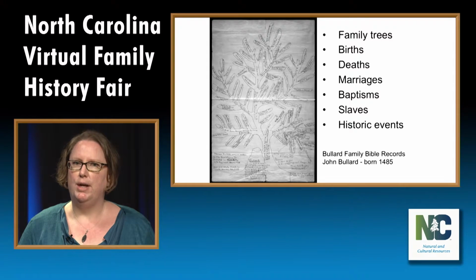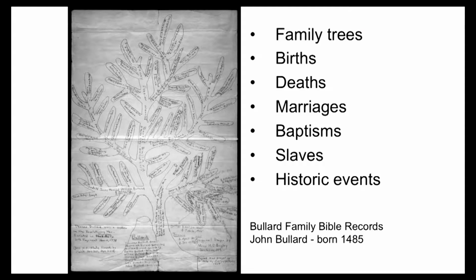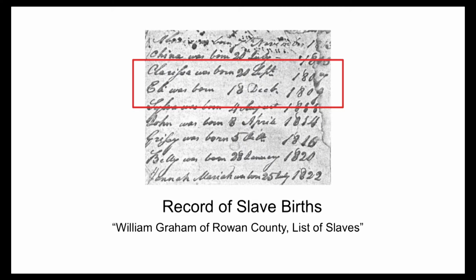You can find a lot of things in Bible records themselves. You can find family trees, births, deaths, marriages, baptism, and lists of slave names. Also references to historical events. So you can see one of the family trees from one of our Bible records pictured here. You can also find lists of slaves. The highlighted box there will show you a series of names and birth dates, just to give you an example of the type of things you can find in Bible records.